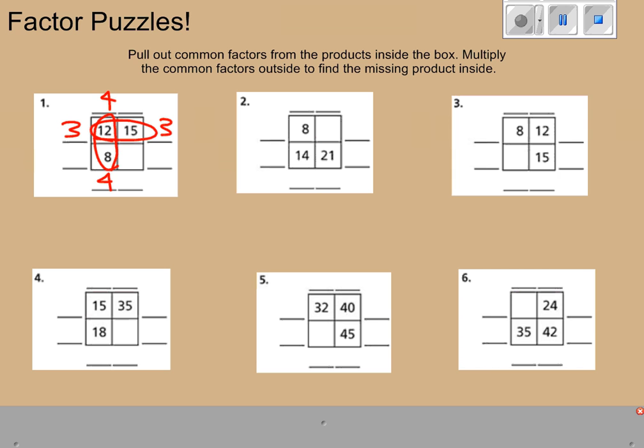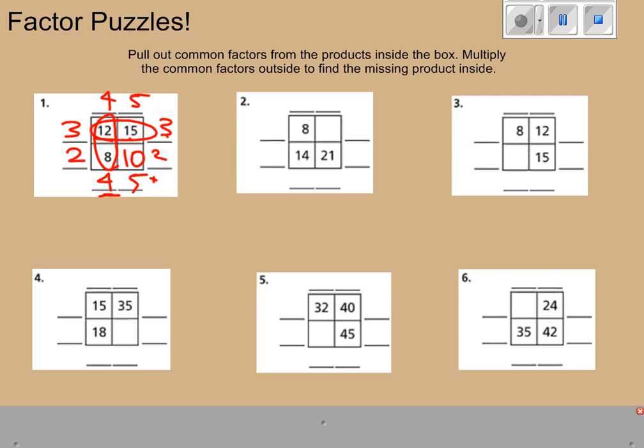All right, so now I got to think. What times 4 gives me 8? Well, that's going to be 2. What times 3 gives me 15? Well, that's going to be 5. So I put 2 and 5 there. So which means 10 goes in there because 5 times 2 is going to be 10.